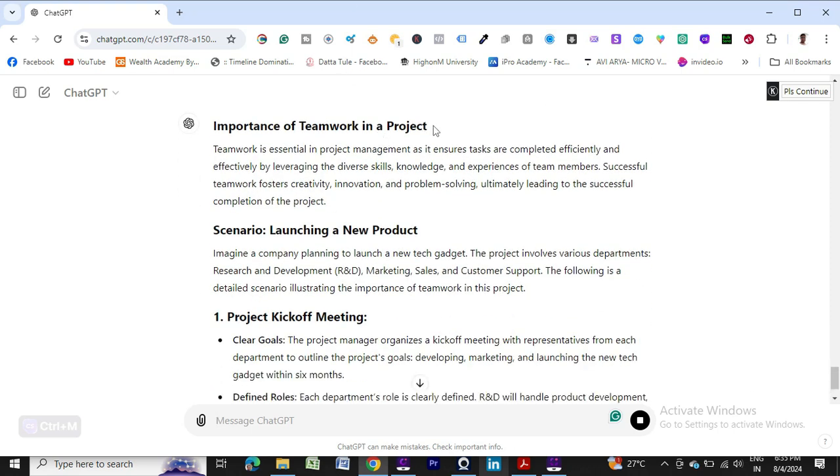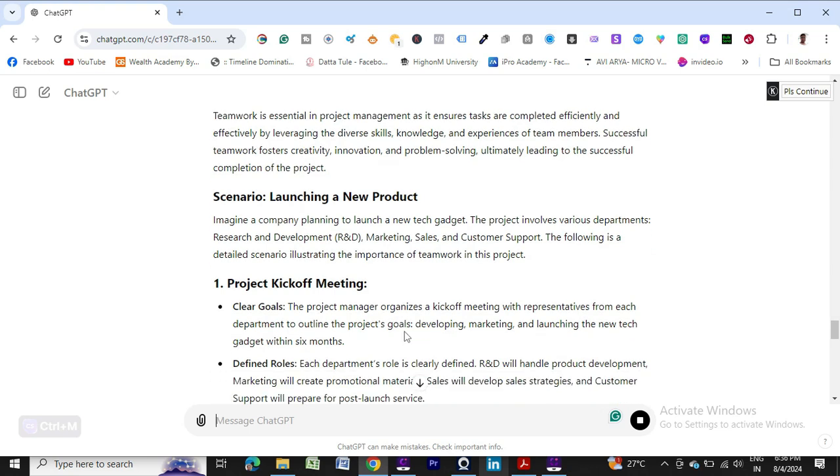Now, as you mentioned, in a project, so it is there. Scenario: launching a new product. Suppose the scenario is launching a new product. Imagine a company planning to launch a new tech gadget. The project involves various departments: research and development, marketing, sales, customer support. The following is a detailed scenario illustrating the importance of teamwork in this project.